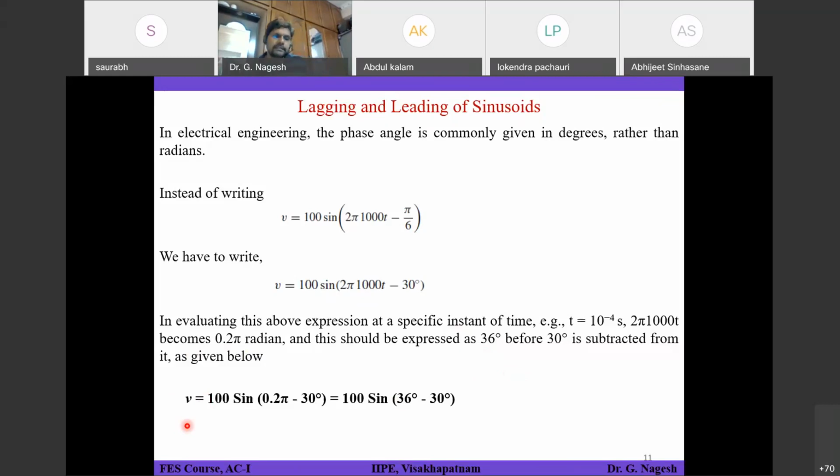So in electrical engineering, for sinusoidal waveforms, if you want to find out the value at a specific instant of time, you have to convert everything into degrees, radians into degrees, and then only you can add or subtract the phase angle to that and find the value of v at that specific instant of time. Because it's a repeated waveform, every 360 degrees it keeps on repeating. So the maximum degrees you can get is only 360. So if you convert everything into degrees, it will be easy to solve. Clear?